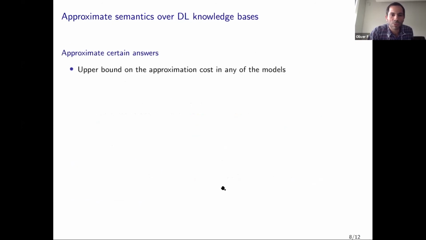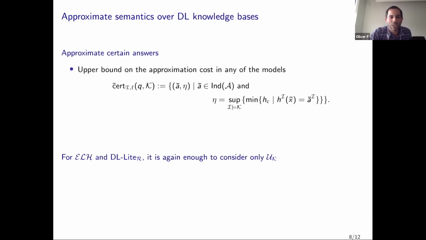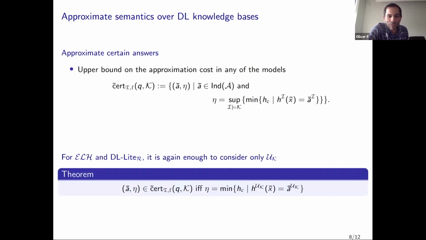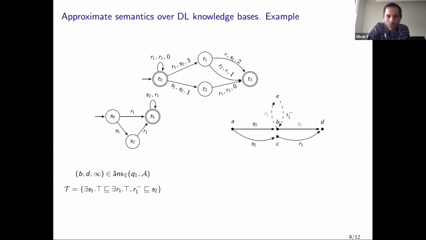Then we extend it to knowledge bases. And for this, we have to consider the open world assumption. And what we did is that we consider an upper bound on approximation cost. So we consider all the models and take the worst cost. And again, for these lightweight description logics, one can again look only at the canonical model. This was an example to explain what happens when we combine the 2 approaches, how to use the approximation and also the information provided by the ontology, the GCIs.